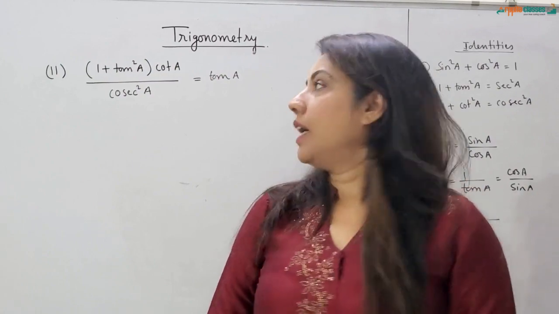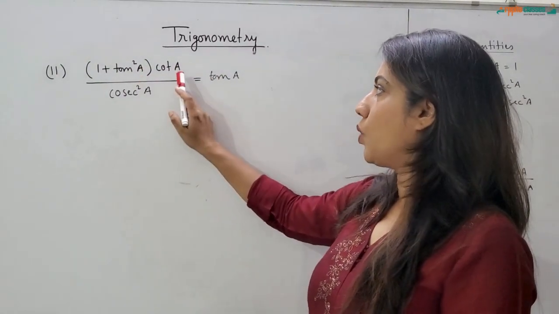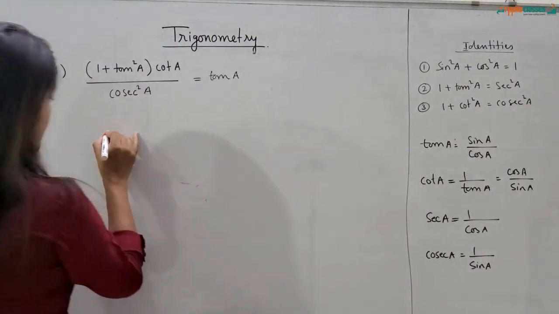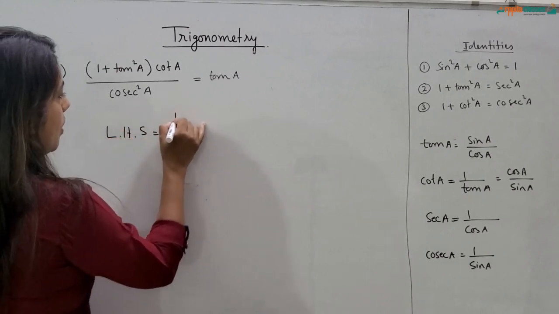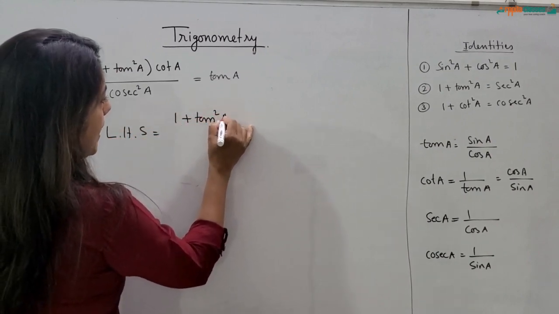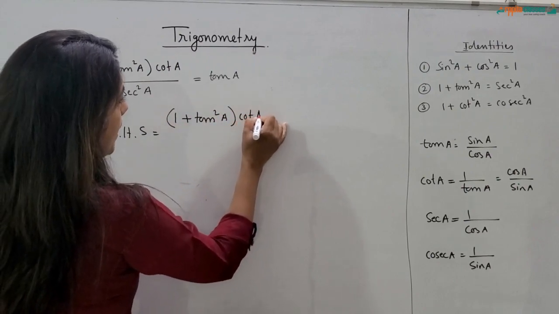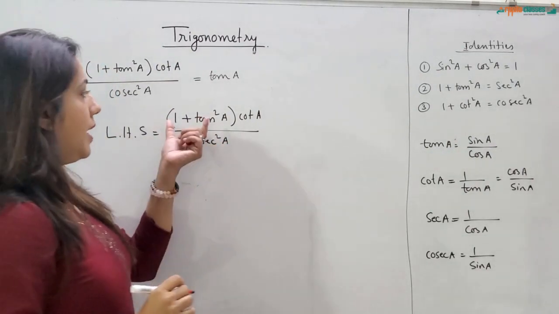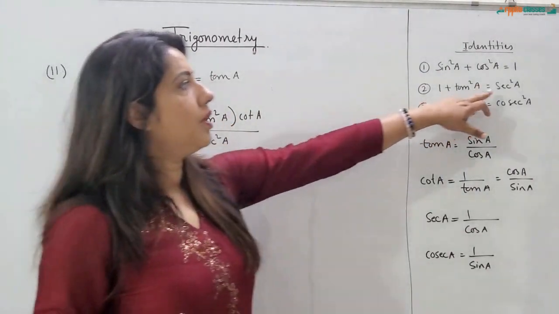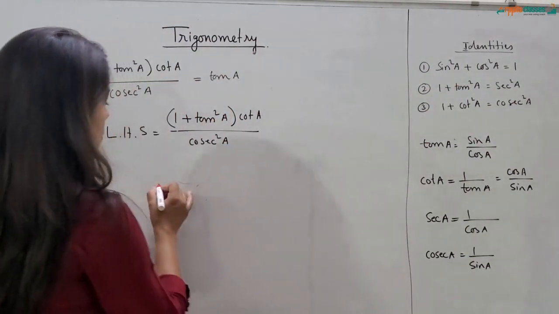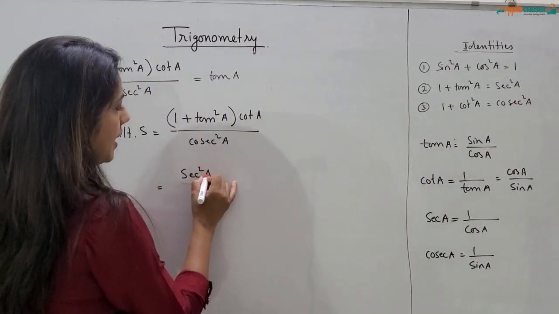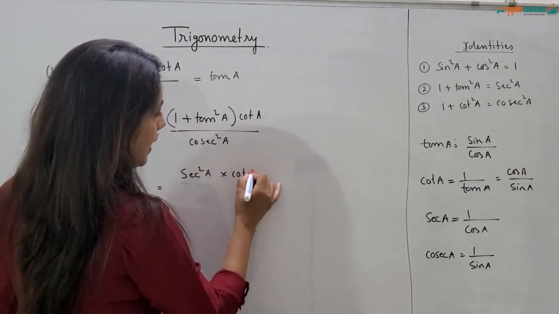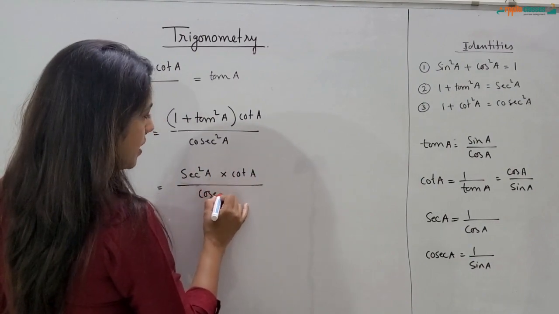Let's get started. The 11th question is (1 plus tan square A) into cot A upon cosec square A is equal to tan A. So let us process the left hand side. I'll write the left hand side again: 1 plus tan square A into cot A divided by cosec square A. Now, in place of 1 plus tan square A, we can write down sec square A, the second identity. So, I'll be writing sec square A in place of 1 plus tan square A, into cot A divided by cosec square A.